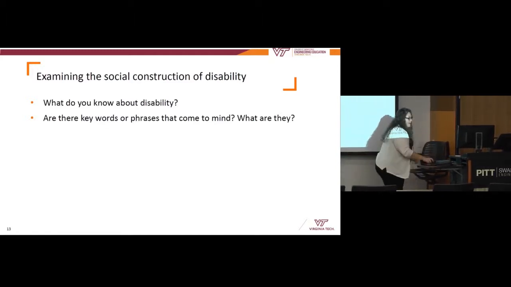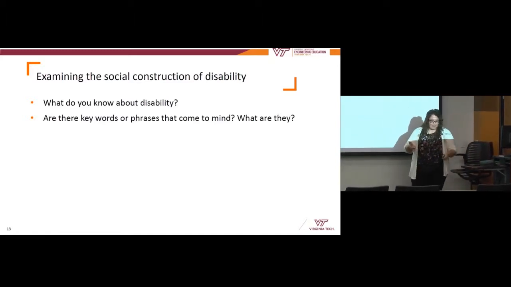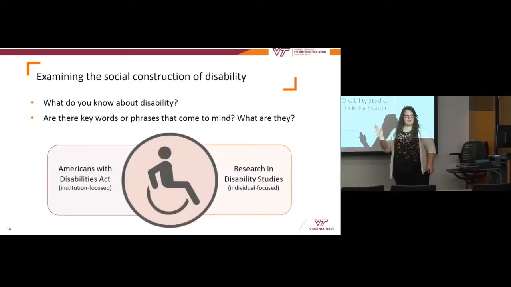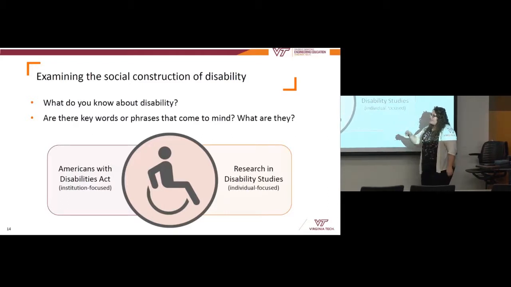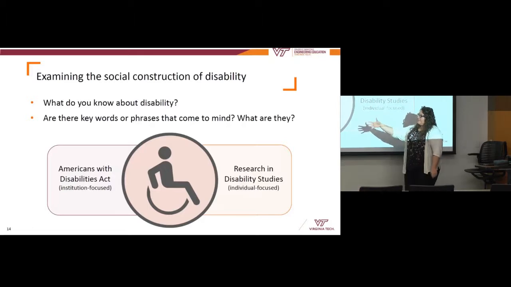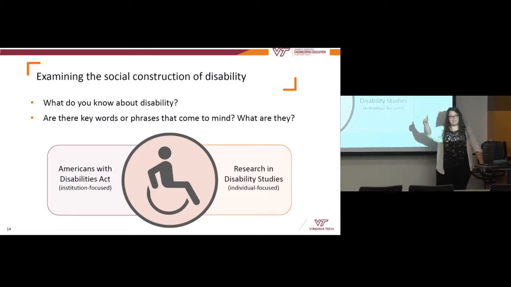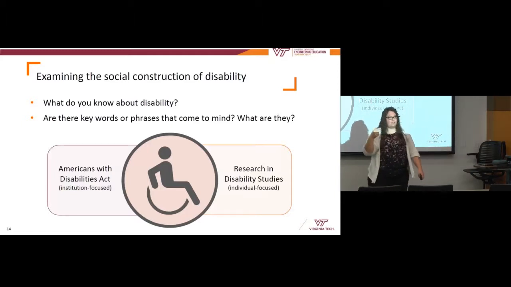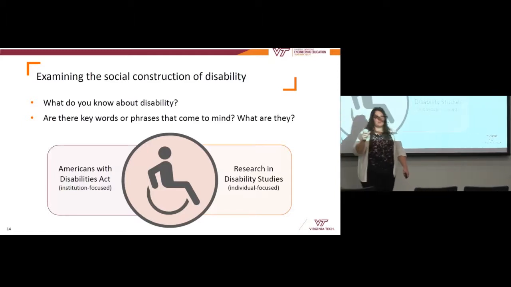For some of you, if you're staff and you know a lot about these accommodations, these are going to be very familiar to you. These are different ways that we've been looking at it. In our study, we have the Americans with Disabilities Act, which takes an institutional focus, and then lately I've really been diving into the disability studies literature, which focuses on the individual. If you don't mind sharing, what kind of things triggered your thoughts on disability that you put on your sheet?